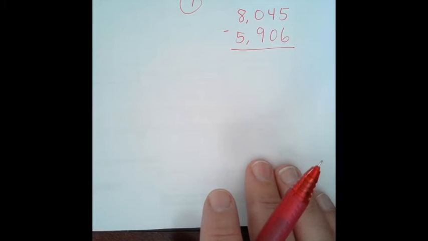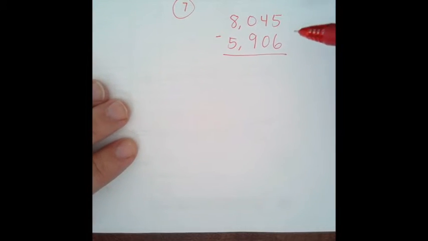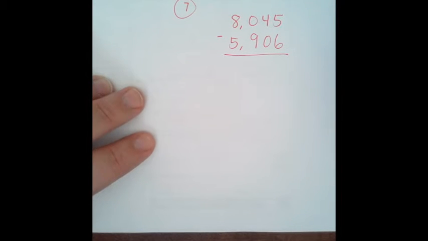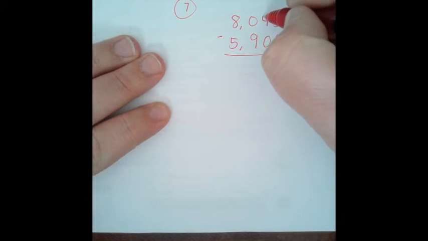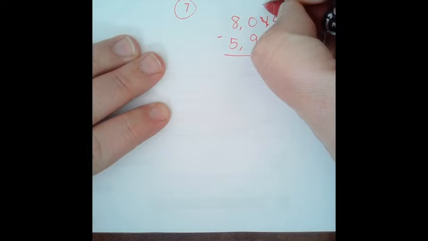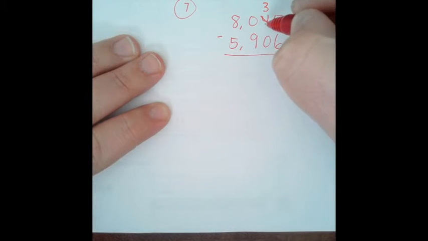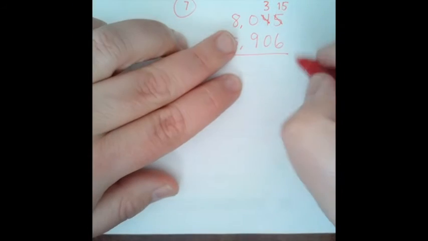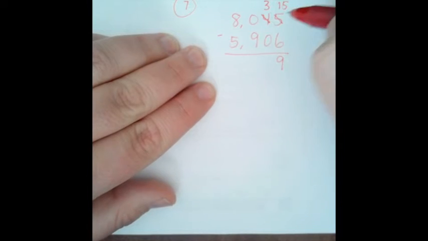Alright, 7 is 8,045. Take away 5,906. 5, take away 6, you're not able to do that, so you got to trade over from the tens. Take that 4, make it a 3, and add 10 ones to the 5 that we already have. That makes it 15. 15 take away 6 is 9. 3 take away 0 is 3.